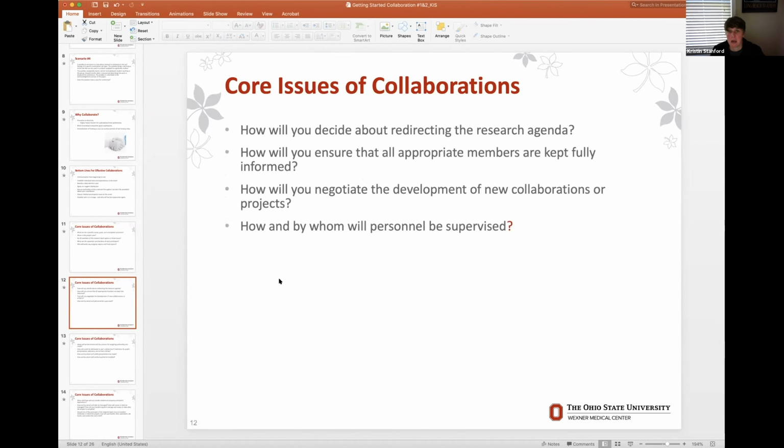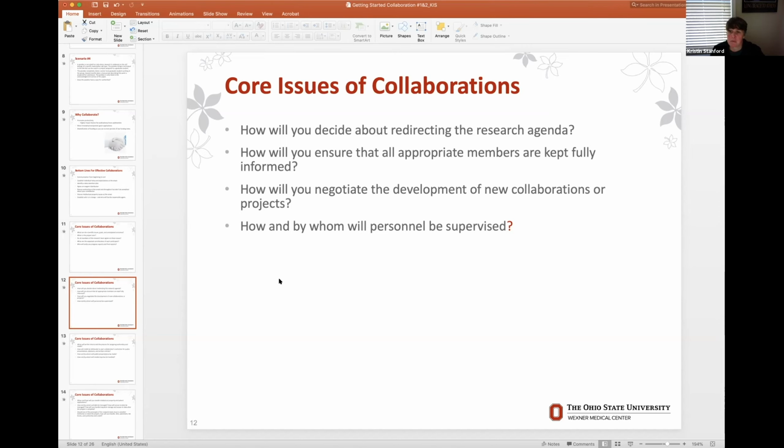Some other issues that come up within collaborations. How will you decide about redirecting the research agenda? Again, like I mentioned, we've got metabolism and neuro focus. If the data seems to really be leaning toward the metabolism aspect, do we need to redirect the research in terms of that avenue? Similarly in the opposite direction, if this is taking on a very neuro approach or a neuro theme, that's less of my expertise. So do I need to back out, and you need to take a bigger role here to try to figure out what the problem is and to redirect the research a little bit?